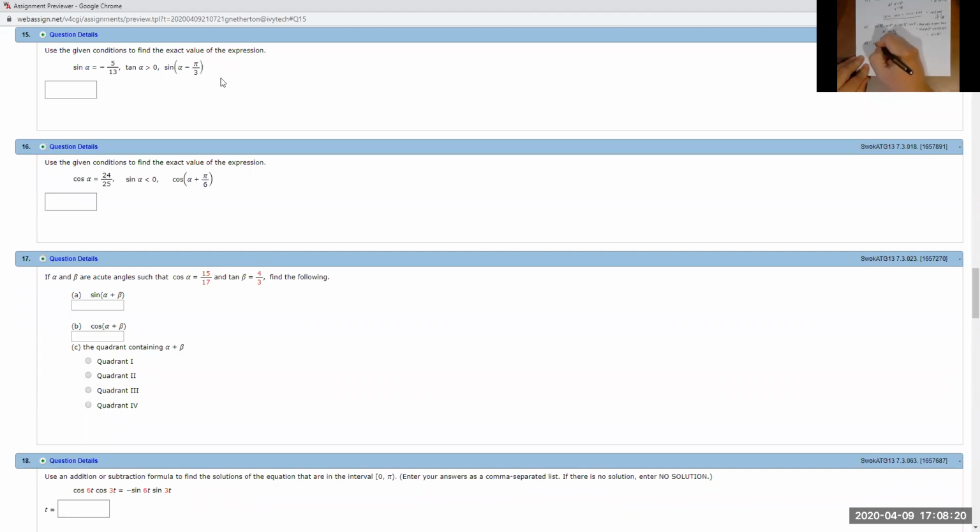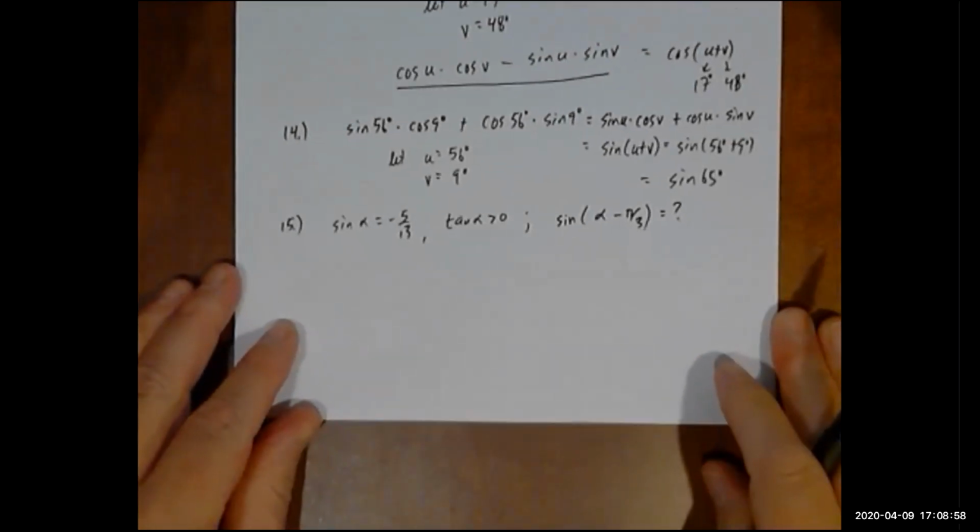So they say the sine of alpha equals negative 5 over 13. And the tangent of alpha is greater than 0. And then basically the problem is they want to know what's the sine of alpha minus pi over 3. All right. So let's take a look at this. So here's the basic problem.